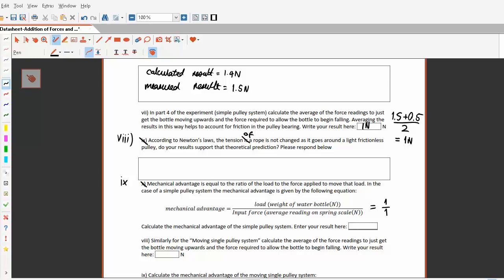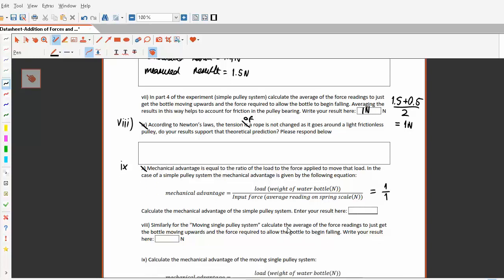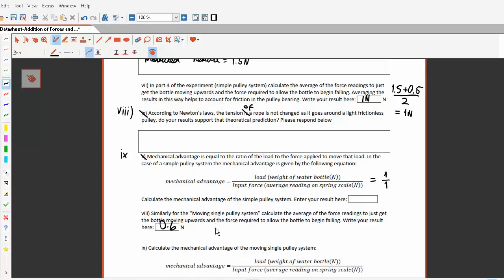Now, for the moving pulley system, we need to calculate the average of the force readings to just get the bottle moving upwards, and the force required to allow the bottle to begin falling. In my case, that was about 0.6 newtons. So we see we needed less. Hopefully you will see that you need less force to pull the bottle upwards when we use the moving single pulley system rather than the simple fixed pulley system.